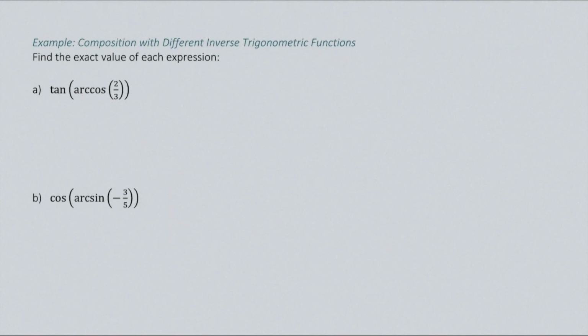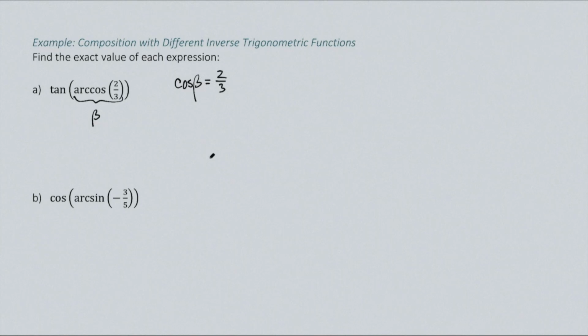Here we're doing composition of trigonometric and inverse trigonometric functions, but they're different functions, and so we need to be able to deal with that. This is actually not too difficult. What we're going to do is use some triangles. When we see an inverse trigonometric function, we want to think of that as some angle. I'm going to call it beta. So I've got that the cosine of the angle beta is equal to 2/3.